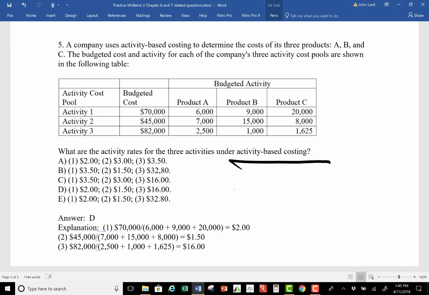Now we come with our overhead rates by activity, right? And if you look at this question, we have 3 activities. Activity 1, Activity 2, and Activity 3.